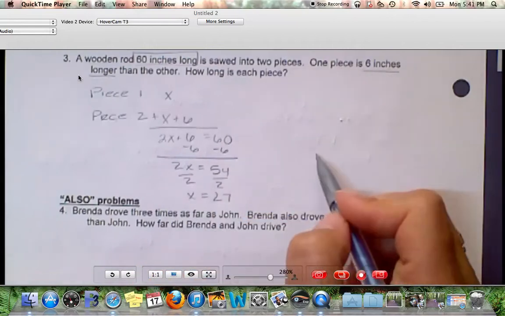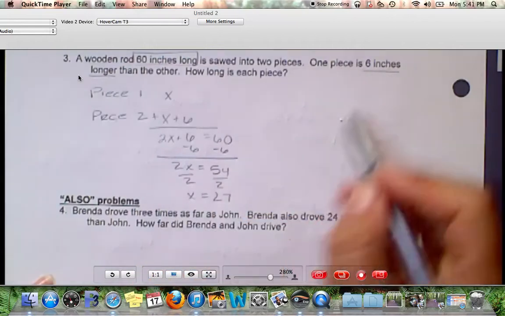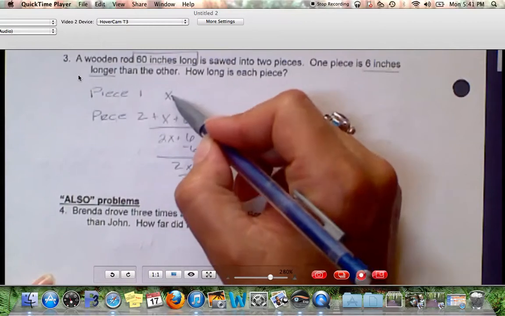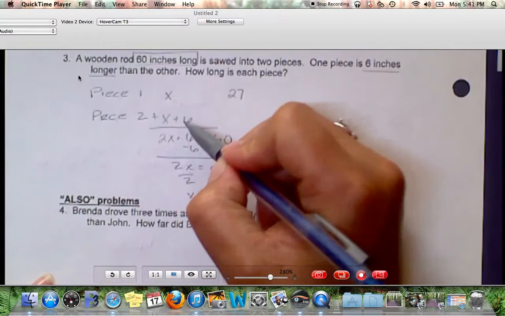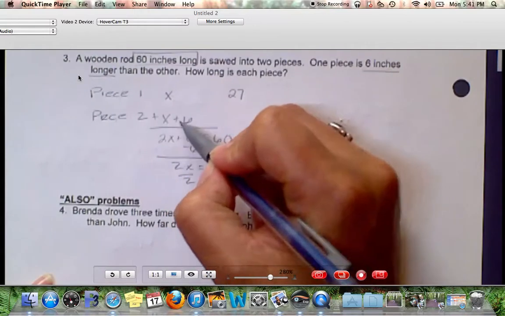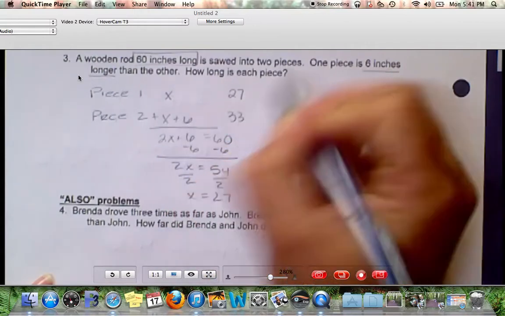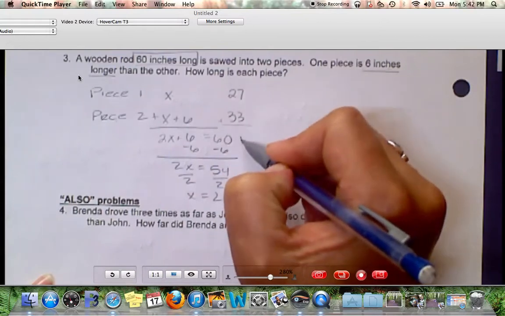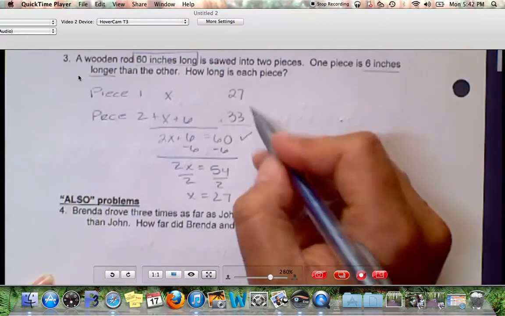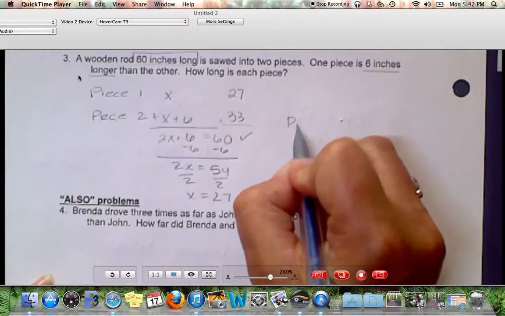Now don't write your sentence yet. Let's go back up and plug these in. Piece 1 then would be x, 27. Piece 2 would be 27 plus 6, which would be 33. So 27 plus 33, does that equal 60? Yes. And then and only then do you write your sentence.